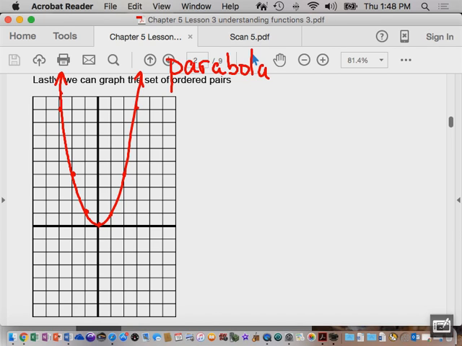All right, parabola. That's what that shape is called. And here's the thing. You always get a parabola when the highest exponent is squared. Anytime you see the highest exponent squared, your shape is always going to be a parabola. Another name for this is quadratic. Quadratic. It is not linear.